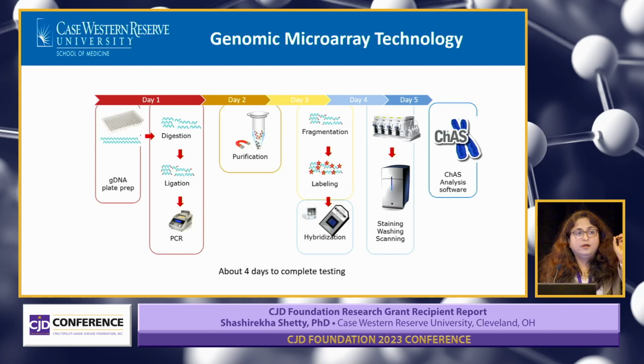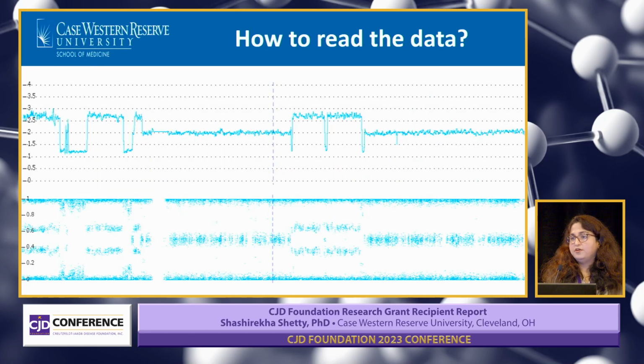What you do is, from the brain cells or the blood cells, you extract DNA, and it goes through a 4-day process of digestion, ligation, purification, fragmentation, and labeling. I'm not getting into the details of the technology, but it's a long process. And once that happens, this is the readout I get.